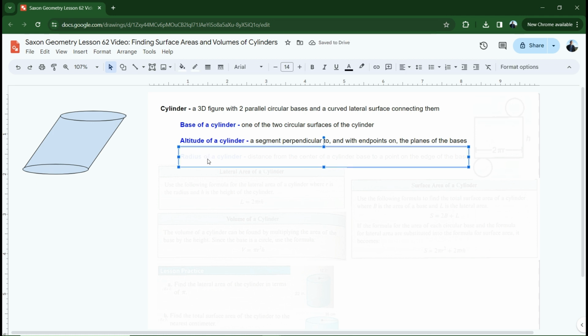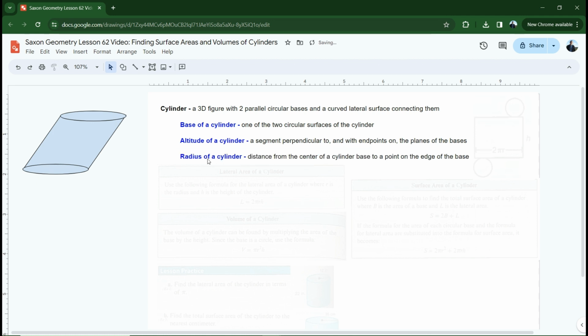Lastly, what is the radius of a cylinder? The radius is the distance from the center of one of the circular bases to a point on the edge of the circular base. Just the radius of a circle. The bases are circles. The radius is what you're used to the radius of a circle being.